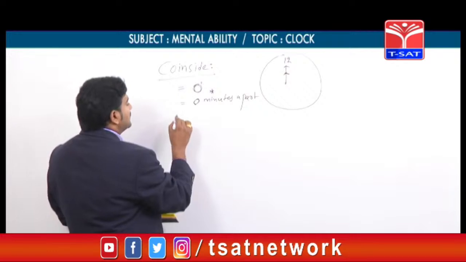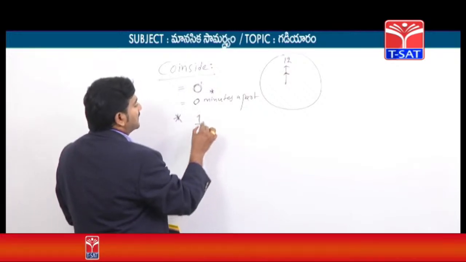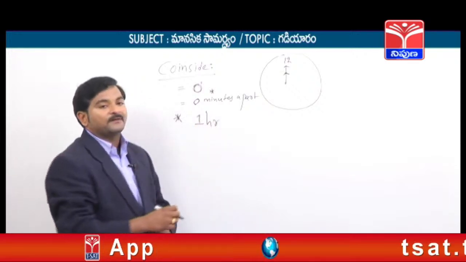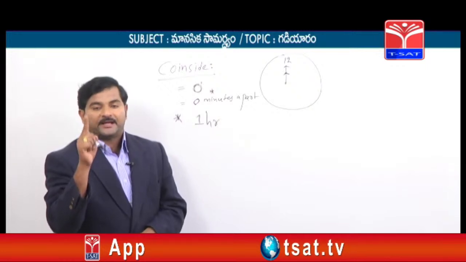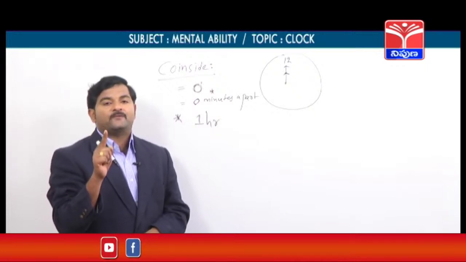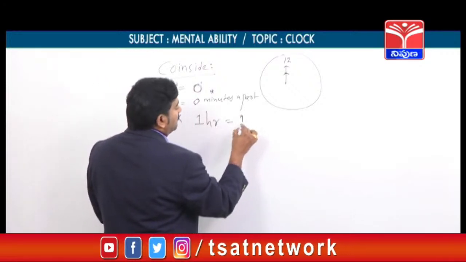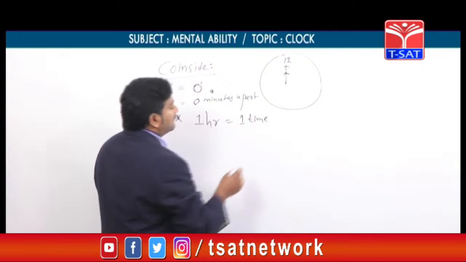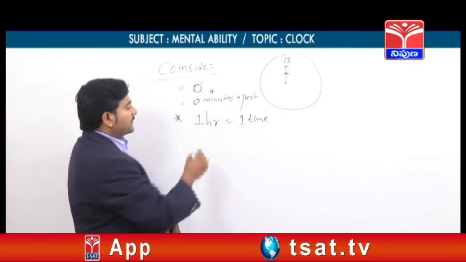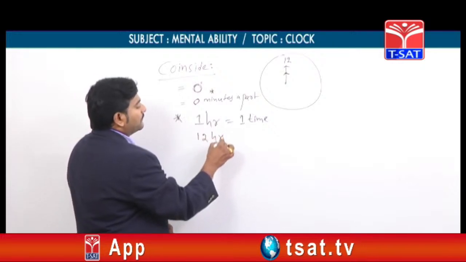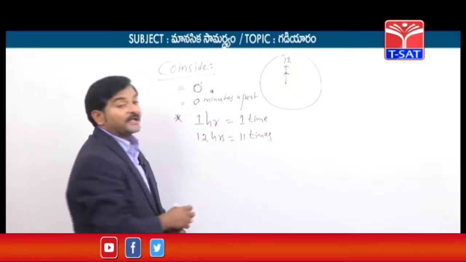And one more important condition: in the span of every 1 hour, two hands coincide only one time. Again I am reminding you students, in the span of only 1 hour, two hands coincide only one time. Now you can ask a question. For 1 hour they coincide one time, but for a 12 hour span, these two hands coincide only 11 times.